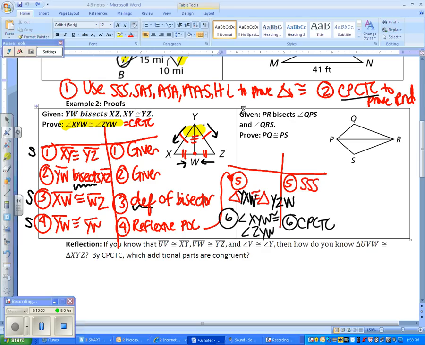So I know this is tricky. I want you to try to do this proof, but definitely do the reflection. And we will continue with this proof tomorrow in class.